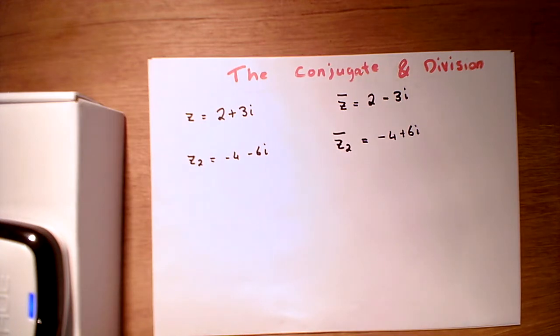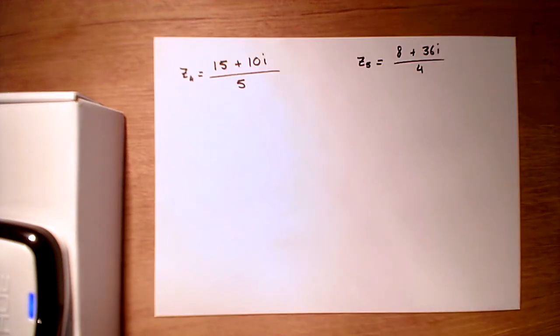There's nothing about it in our log tables. It's just a little trick that will come in handy for us, and we'll see in a few minutes how it can work to help us. And here we have two examples of division of a complex number by a real number.